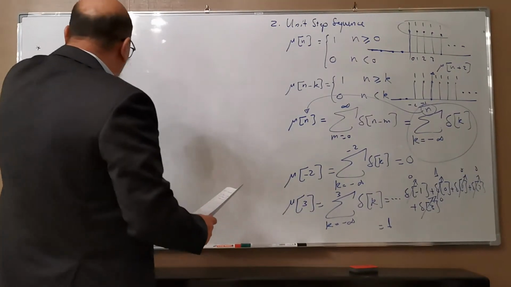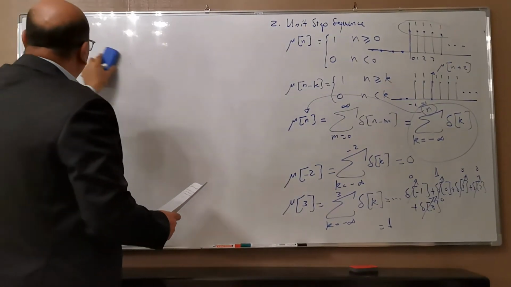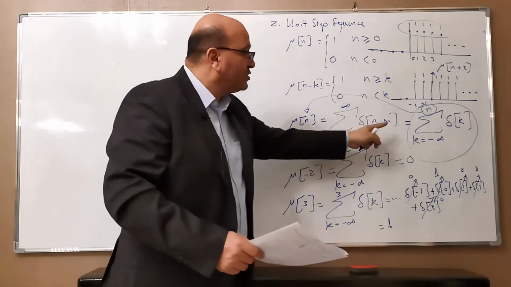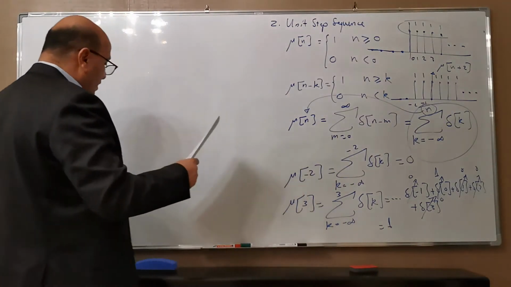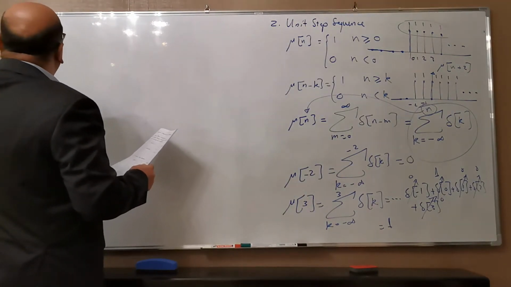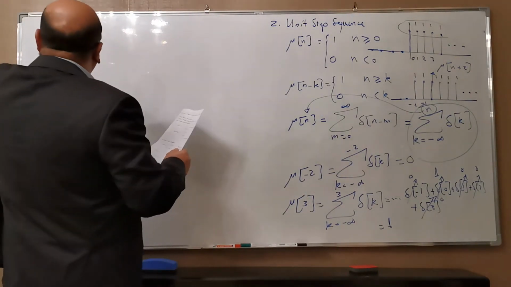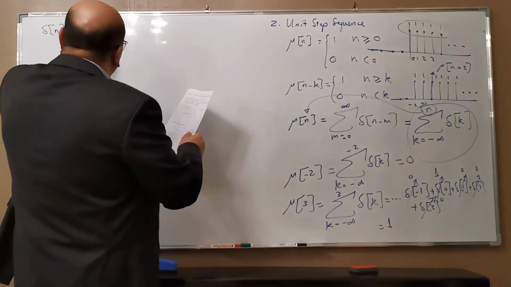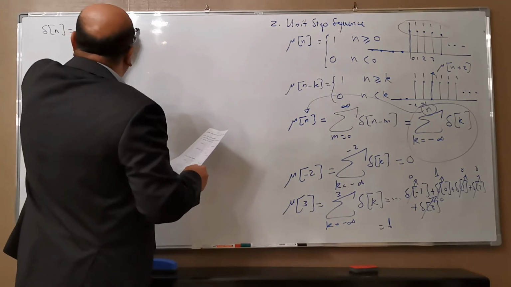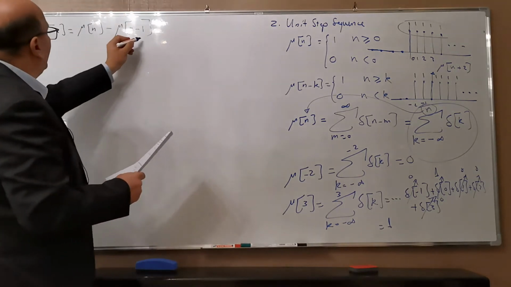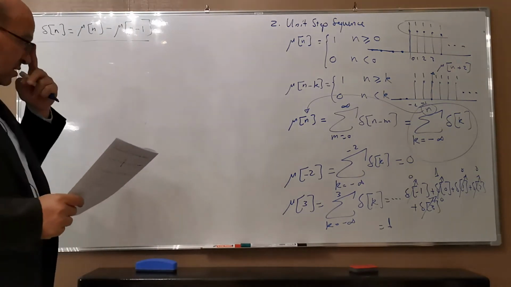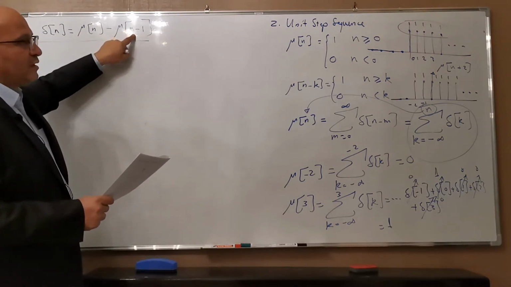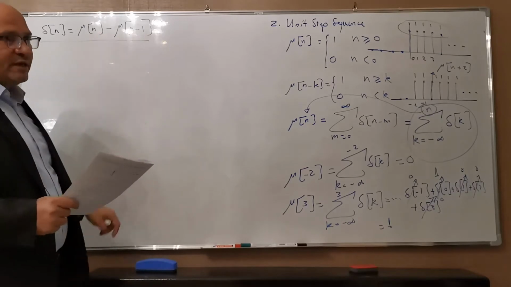How can we represent delta in terms of mu? This is a representation of mu in terms of delta, so we have two representations. Delta of n can be represented as mu of n minus mu of n minus 1. Think about this: draw mu of n, draw mu of n minus 1, and subtract them from each other.